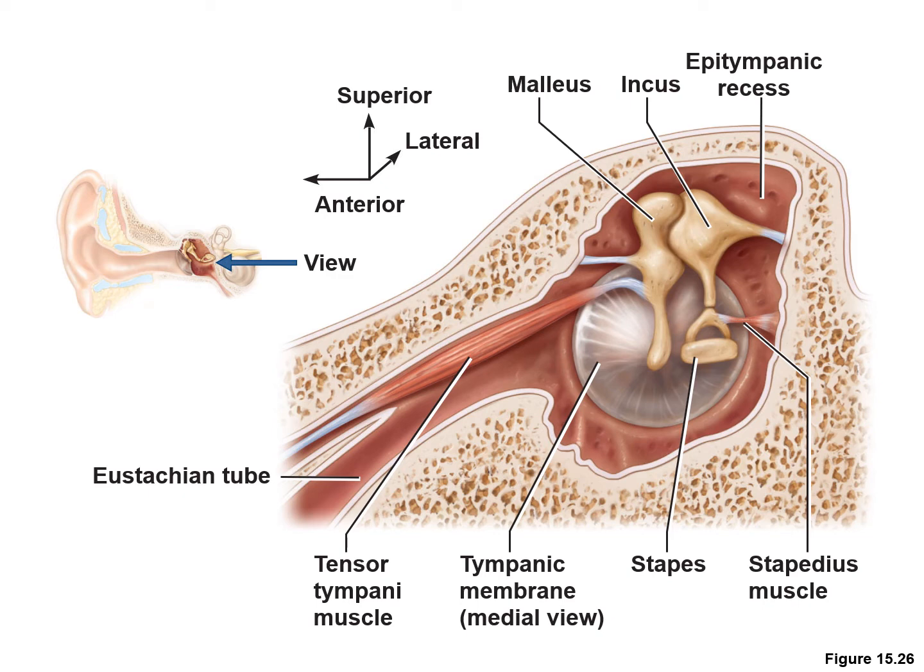Okay, so if we look at the middle ear from this viewpoint here, we have our eustachian tube. We have a tensor tympani muscle, which actually helps to kind of brace the tympanic membrane and allow for less sound to be transmitted from the external ear into the middle ear. And then we have the malleus being the most lateral bone, the incus being the middle bone, and then the stapes being the most medial bone.